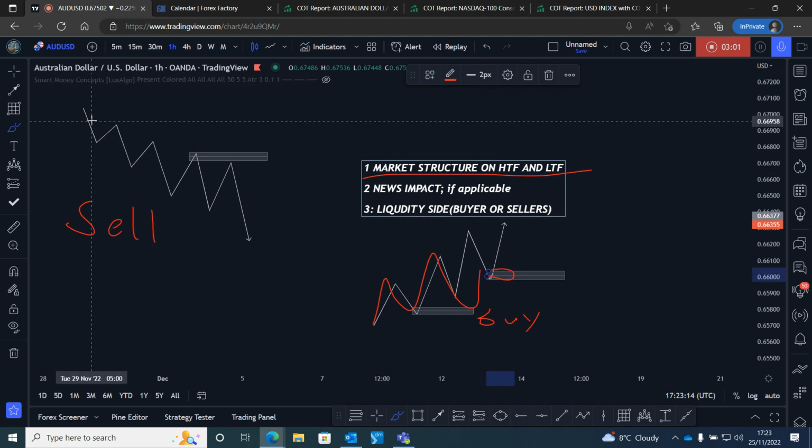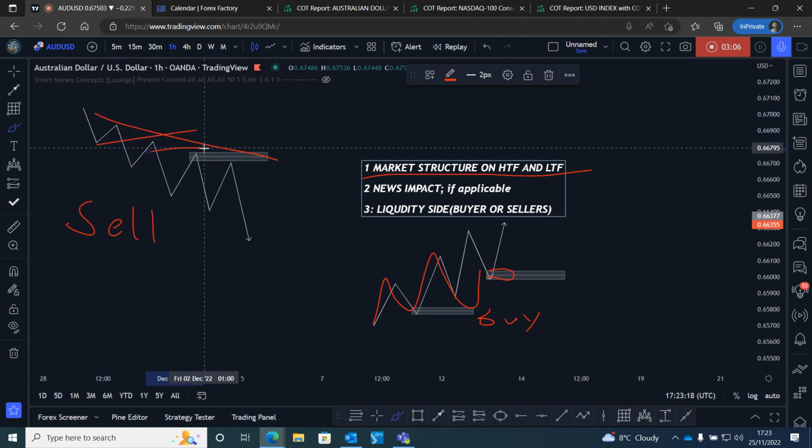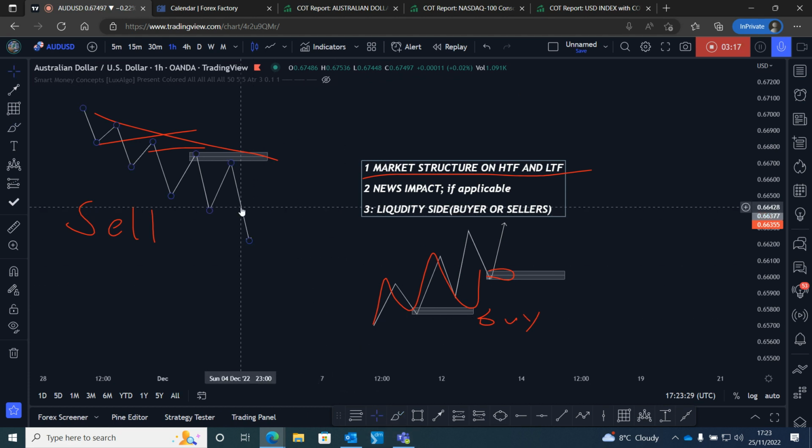Same thing for a structure like this. We already know that the market is heading to the downside. So therefore, all the trades we're looking for are bearish trades or sell trades. So yeah. Now, enough of all of this.